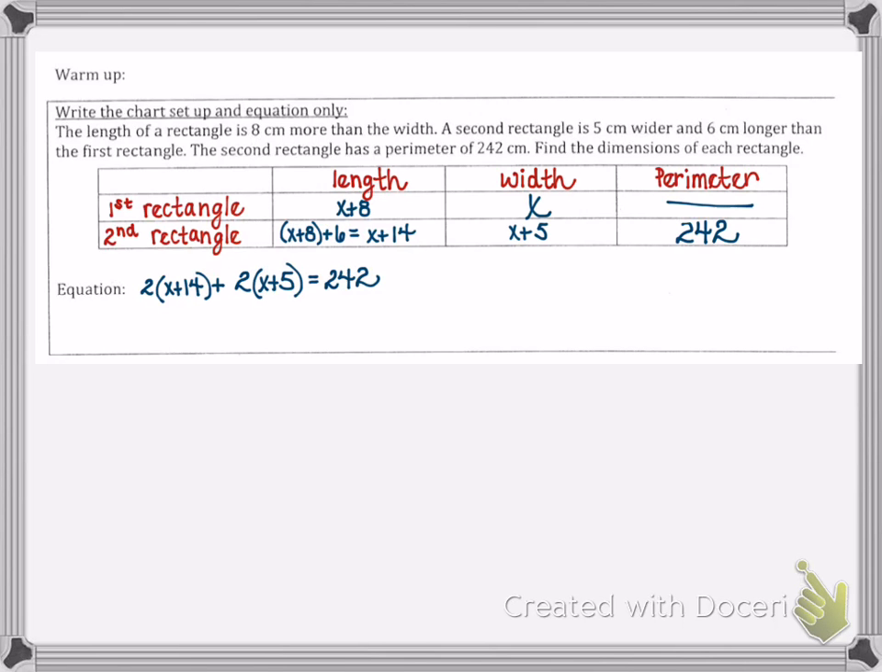rectangle. Just make sure that you're always basing your rectangle and triangle and circle problems on the basic formulas that you should know. And I'm basing my equation on the perimeter formula of a rectangle, which is twice the length plus twice the width, and that's how I'm setting up my equation.